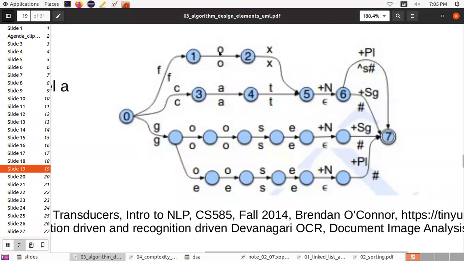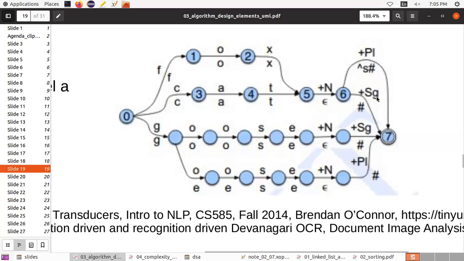At state 1, I will accept the letter O, which means I'm accepting the alphabet O or emitting alphabet O. Go to state 2. At state 2, I will accept the letter X and emit X. Go to state 5. I will accept the end. So plus N indicates an end. And then I will generate this particular symbol, and then I will terminate. Okay. Similarly, here I'm accepting the word cat. This particular loop, I'm accepting the word goose. Here I'm accepting the word geese.